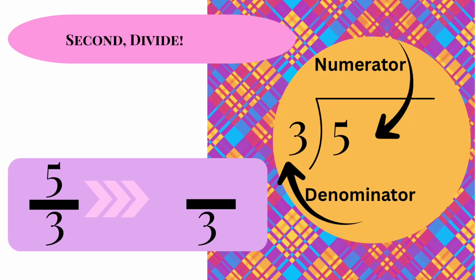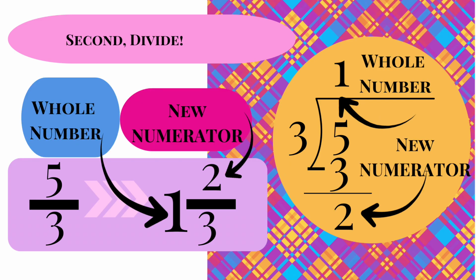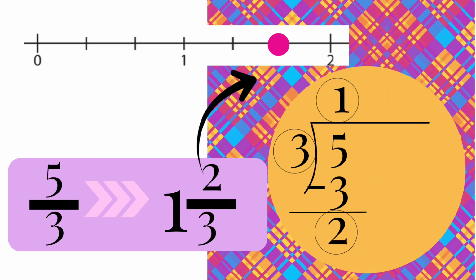This requires division. We divide 5 by 3, where 3 is the denominator. When you perform this division, you get 1 as the whole number part. Then, when you subtract 3 from 5, you have 2 left over, which becomes the new numerator. The denominator stays the same at 3. So the mixed number is 1 and 2/3. It's important to mark this position with a dot on the number line so you can see exactly where it falls.